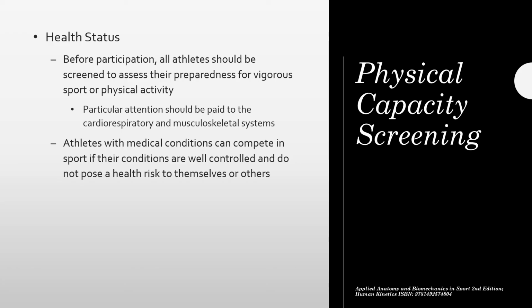The final component of a physical capacity screening is to look at the individual's health status. Before participating, all athletes should be screened to assess their preparedness for vigorous sport or physical activity. In America, we know this as going in for your sports physical. When you go in for your sports physical, particular attention is paid to your cardiorespiratory and musculoskeletal systems. These tend to be the systems that are the most taxed when participating in vigorous physical activity. It is important to note that athletes can have medical conditions and compete completely healthily in their sport, but these medical conditions need to be well controlled and not pose a health risk to themselves or others.